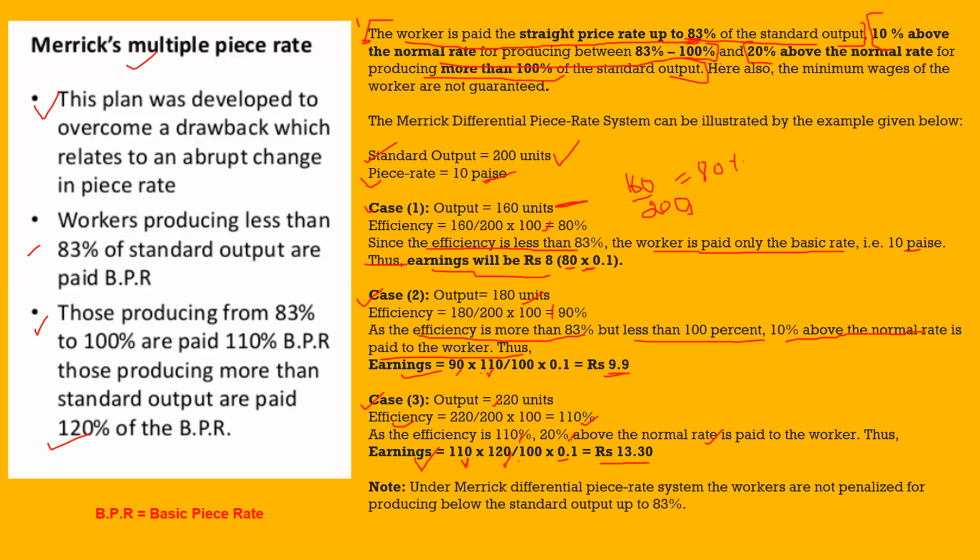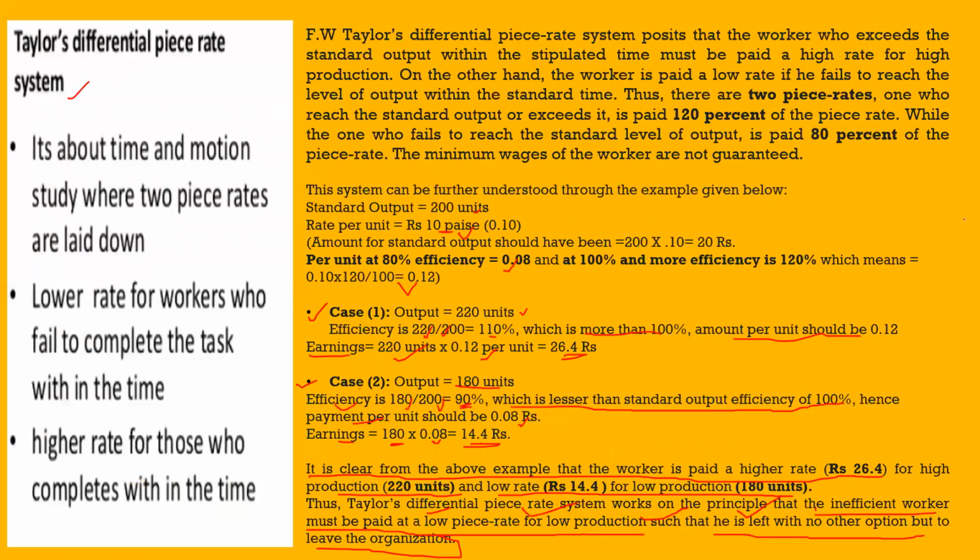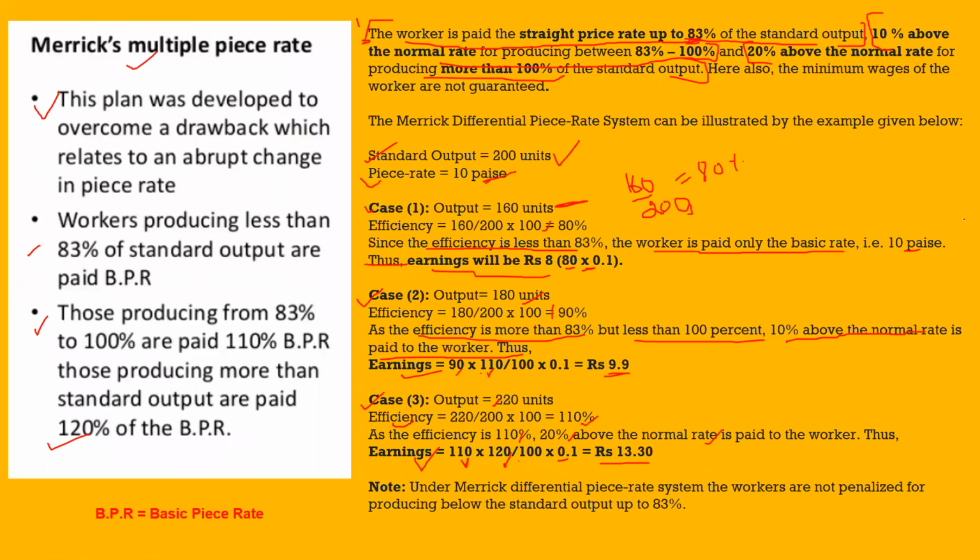But in this case, comparatively to FW Taylor, you can see that FW Taylor is telling that if the person is producing less than the efficiency level, he'll be paid very less. While in Merrick's multiple piece system, he is considering up to 83%, 83 to 100%, and more than 100%. He's giving importance to people who are near to 100% of efficiency. That is a kind of benefit you can observe here. Note, under Merrick's differential piece rate system, the workers are not penalized for producing below the standard output up to 83%. So this is actually the benefit of Merrick's multiple piece rate system.